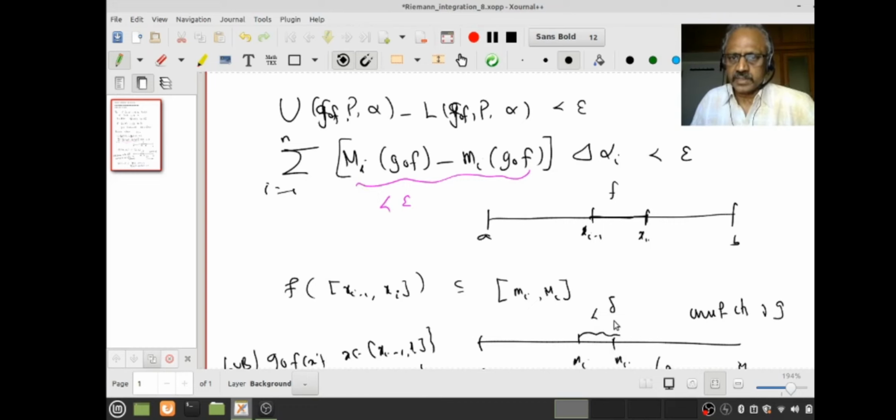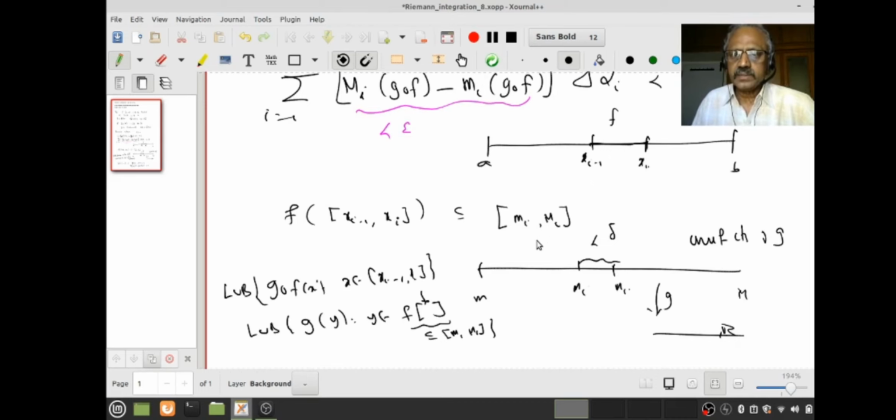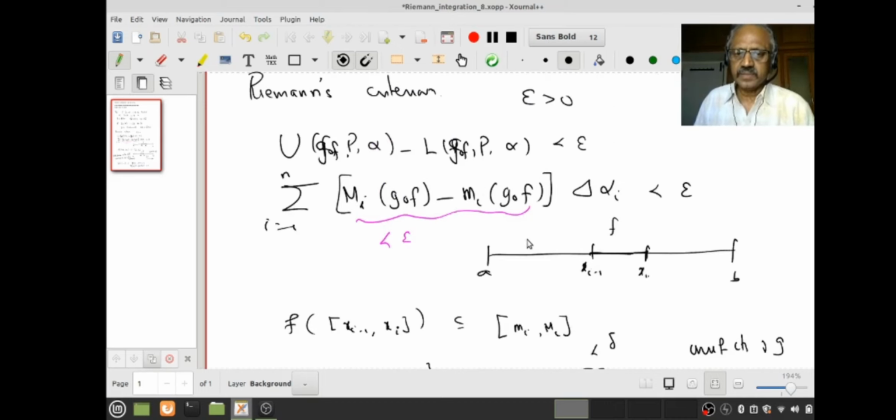Right. So whenever I is such that little mi to capital Mi is less than delta, this term is less than epsilon. Okay, but it may not happen all the time. There may be I such that little mi to capital Mi is greater than or equal to delta. In that case, I don't have any good estimate for this object. If Mi minus mi is greater than or equal to delta, then I don't have any estimate for this. Then what do I do? I have to control this estimate.